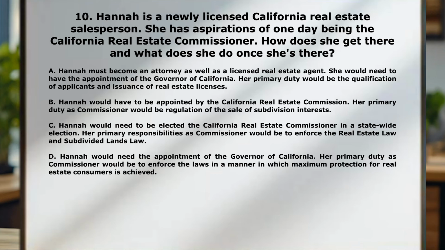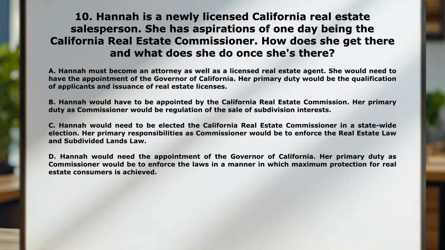A. Hannah must become an attorney as well as a licensed real estate agent. She would need to have the appointment of the governor of California. Her primary duty would be the qualification of applicants and issuance of real estate licenses. B. Hannah would have to be appointed by the California Real Estate Commission. Her primary duty as commissioner would be regulation of the sale of subdivision interest. C. Hannah would need to be elected the California Real Estate Commissioner in a statewide election. Her primary responsibility as commissioner would be to enforce the real estate law and subdivided lands law.